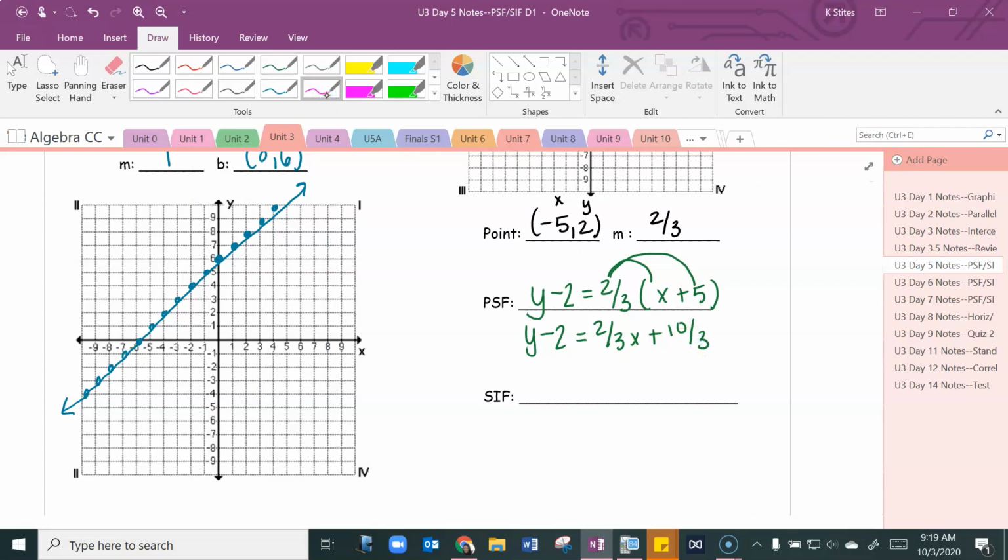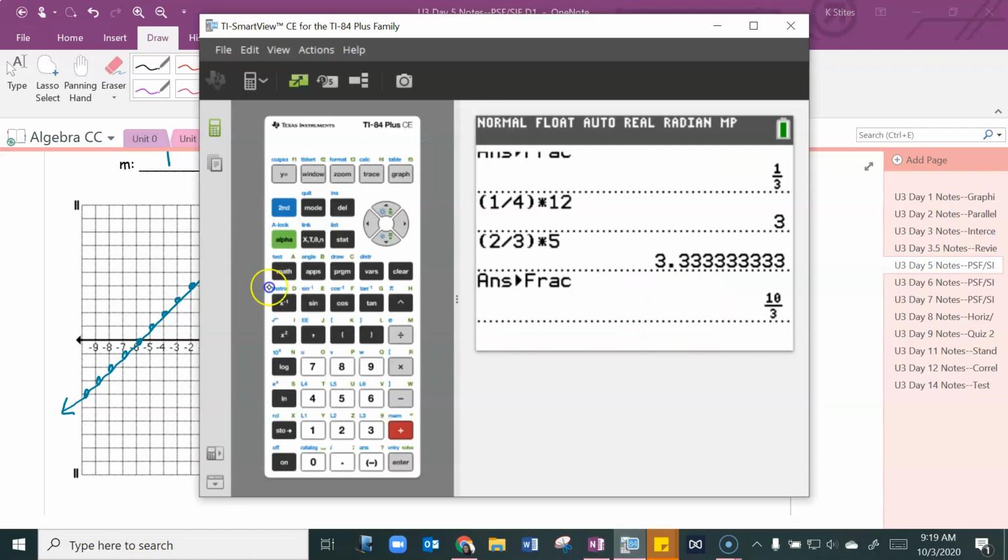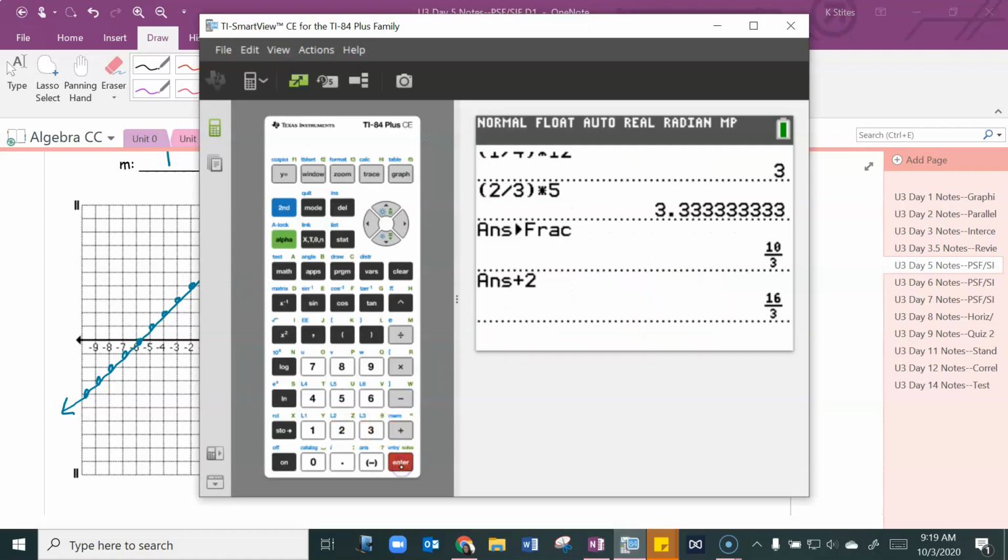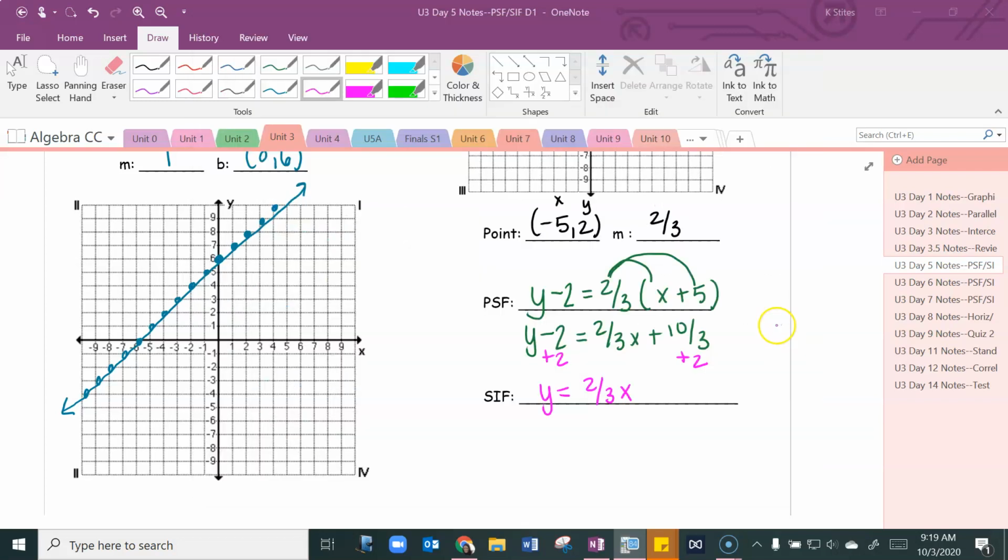Okay, and then I'm still solving for y, so I'm just going to add my 2 over. Don't be intimidated by the fact that you're adding 2 to a fraction. You have a calculator. So you're just going to take your 10/3 and add 2 to it. And there you go. It's just 16/3. So y = 2/3 x plus 16/3. No problem.